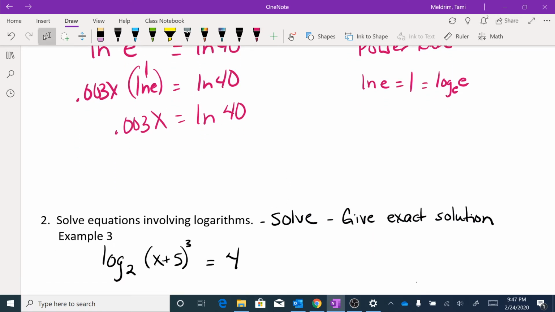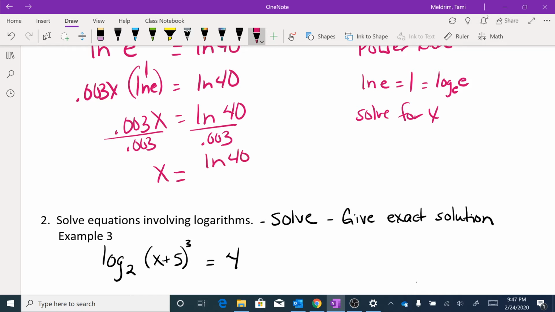So I'm still solving for x. I divide both sides by 0.003. And x is going to equal the natural log of 40 divided by 0.003. And when you put that in your calculator, you should get 1,229.626 if you round to 3 decimal places.